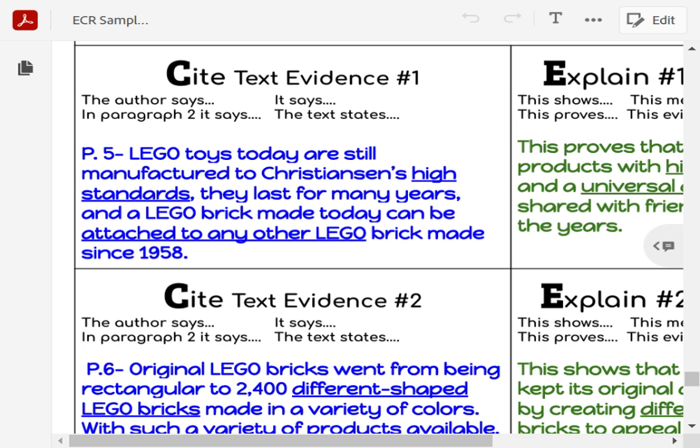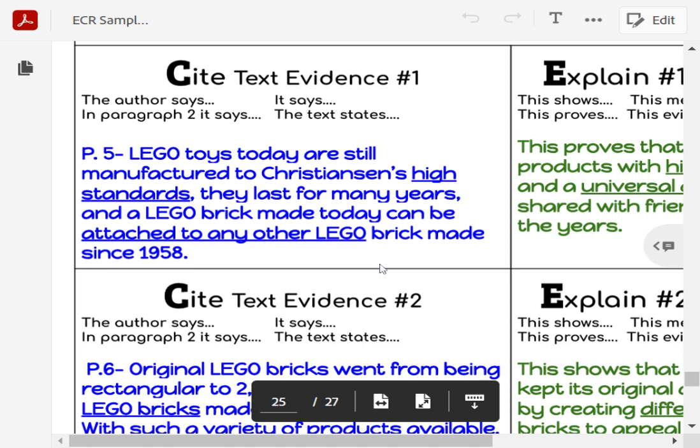So that's pretty cool. And then what I think that shows, going back to the question, if it's asking about how they are designed to appeal to different ages, so what does this evidence have to do with that? How it's designed is the high standards or high quality. So I underlined that so that I'm going to stay focused on what that has to do with the question. The other thing that has to do with the question is they can attach to any other Legos. So in other words, what does that mean? And the explain, I think, is the hardest thing for students to do.